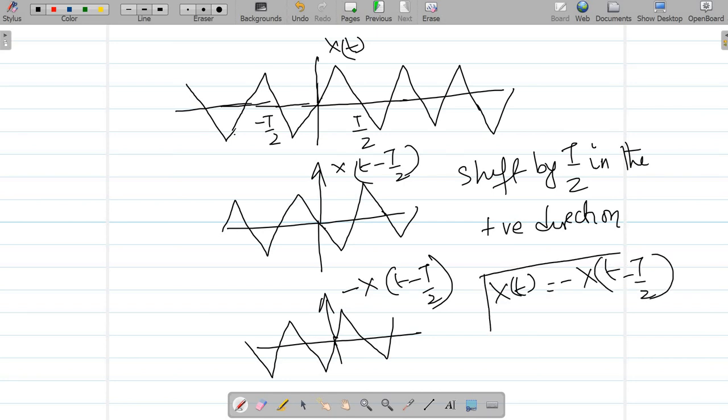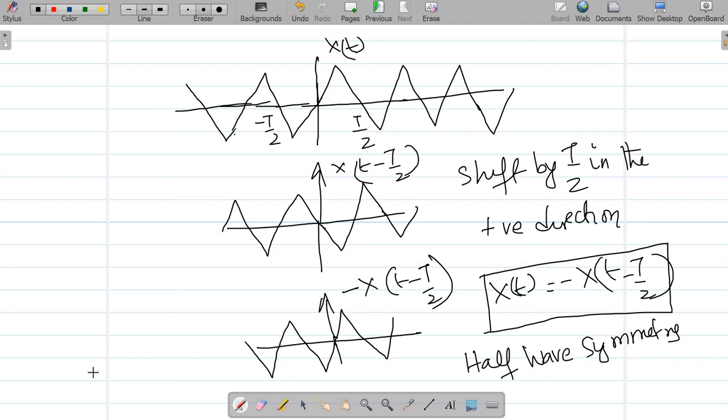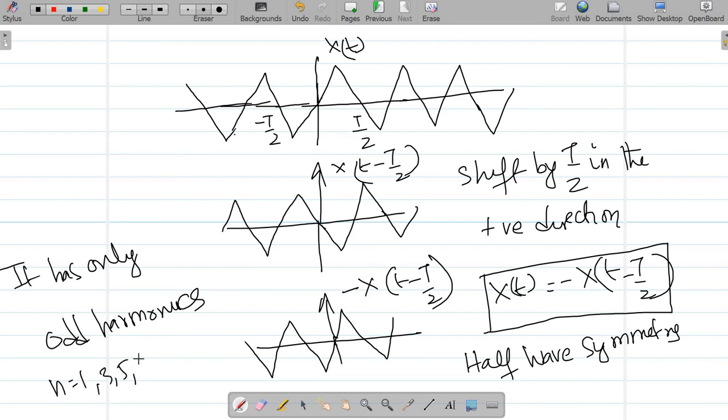Now when a signal has this type of characteristic, then this is known as half-wave symmetry. When a signal has half-wave symmetry, it has only odd harmonics. It does not have even harmonics. That is, n will be equal to 1, 3, 5, 7, 9, and so on and so forth.